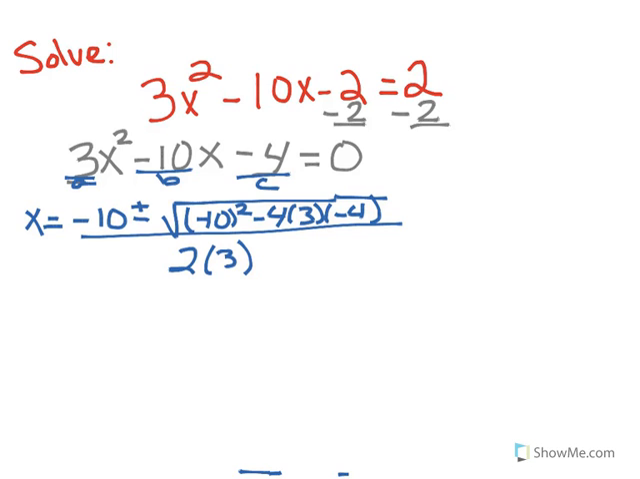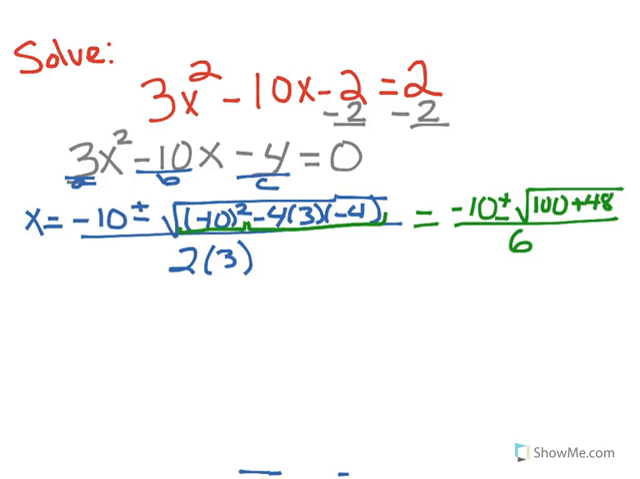So let's simplify that down so it doesn't look quite as intimidating. We'll have -10 plus or minus the square root of. Let's do -10 squared. Two -10s, 10 times 10 is 100. Now remember, we multiply these three numbers together. 4 times 3 is 12. 12 times 4 is 48. And a negative times a negative is a positive. So we have plus 48 all over 6.